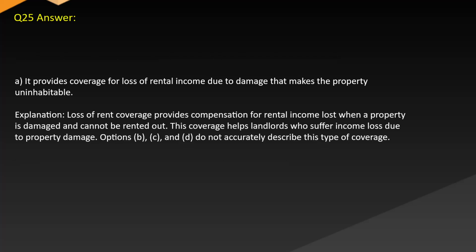Answer A. It provides coverage for loss of rental income due to damage that makes the property uninhabitable. Explanation: loss of rent coverage provides compensation for rental income lost when a property is damaged and cannot be rented out. This coverage helps landlords who suffer income loss due to property damage. Options B, C, and D do not accurately describe this type of coverage.